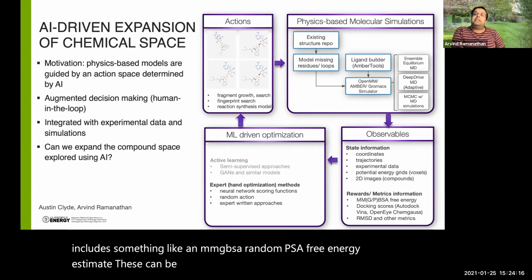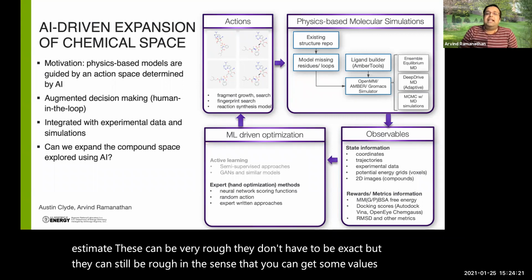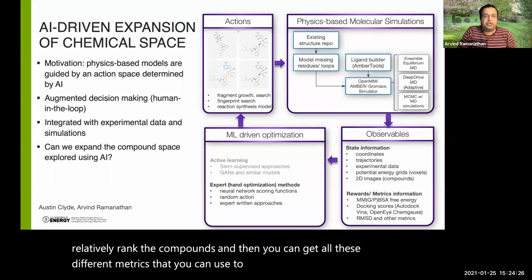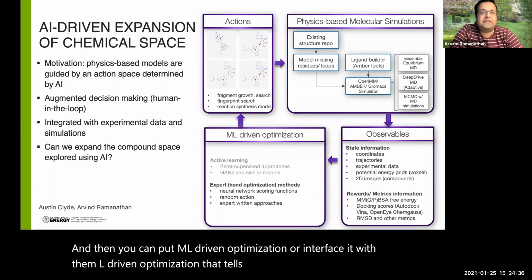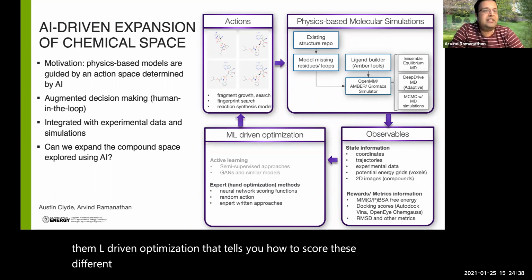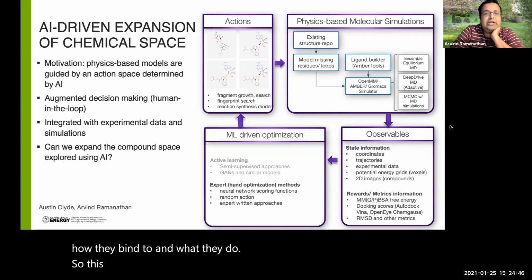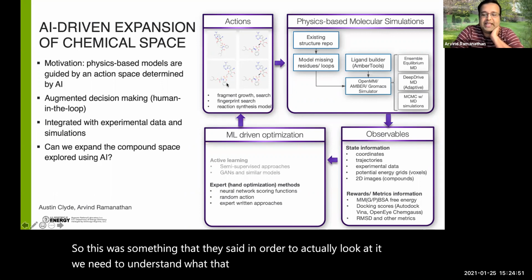They don't have to be exact, but they can still be useful in the sense that you can get some values to relatively rank the compounds. And then you can get all these different metrics that you can use to say what sort of landscape you are sampling from. And then you can interface this with ML-driven optimization that tells you how to score these different molecules with respect to the different compounds and how they bind and what they do. So this was something where we said, in order to actually look at it, we need to understand what that fragment search space looks like.